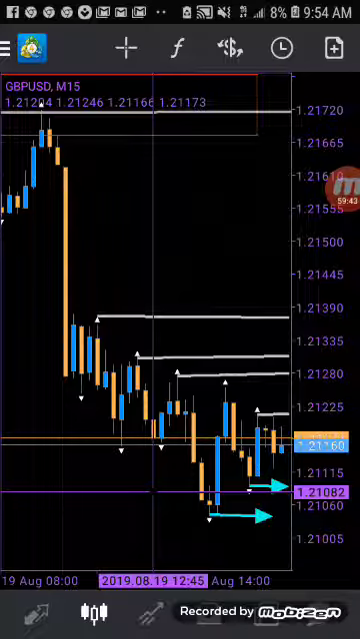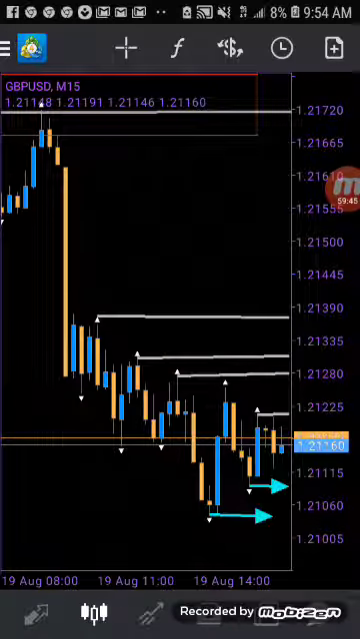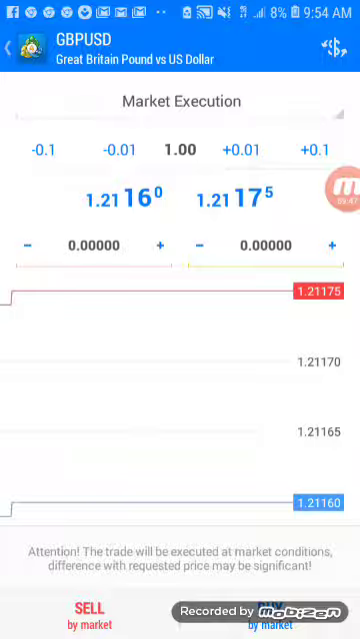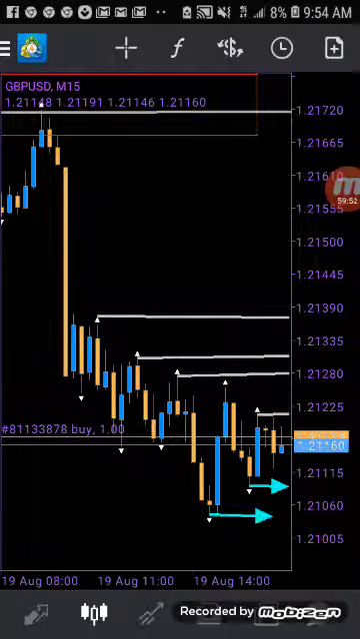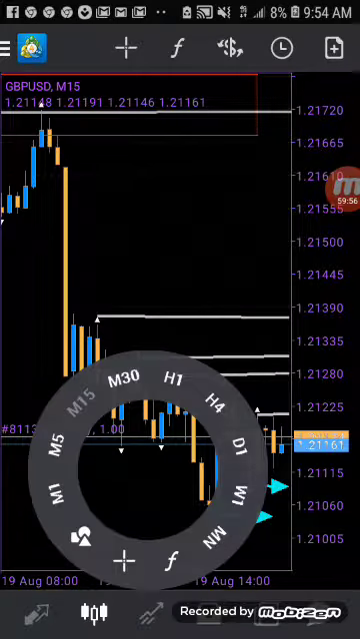116. Just don't lose no more than 10 pips. So look, I can get in. I'm just gonna get in. This is a small time frame. I don't want to lose more than 10 pips.